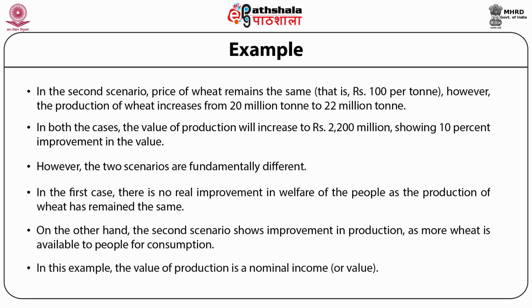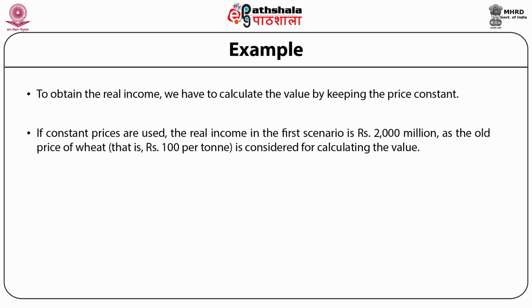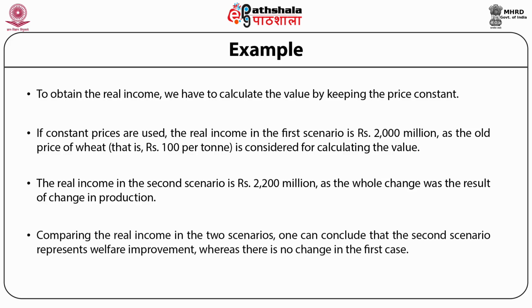In the above example, the value of production is nominal income or value. To obtain the real income, we have to calculate the value by keeping the price constant. For example, in the two scenarios discussed above, the real income in the second scenario is rupees 2200 million, as the whole change was a result of change in production. Comparing the real income in two scenarios, one can conclude the second scenario represents welfare improvement, whereas there is no change in the first case.